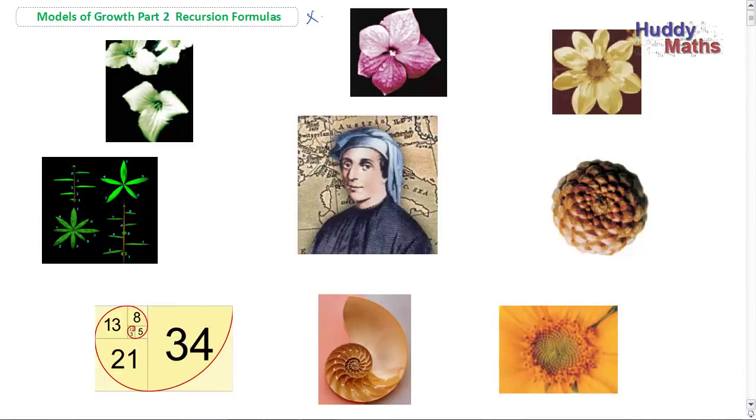And we're going to look at recursion formulas. Or sometimes we call this formulae, from the Latin. Recursion formulae, formulas, the plural. Anyway, so let's have a look around the screen.